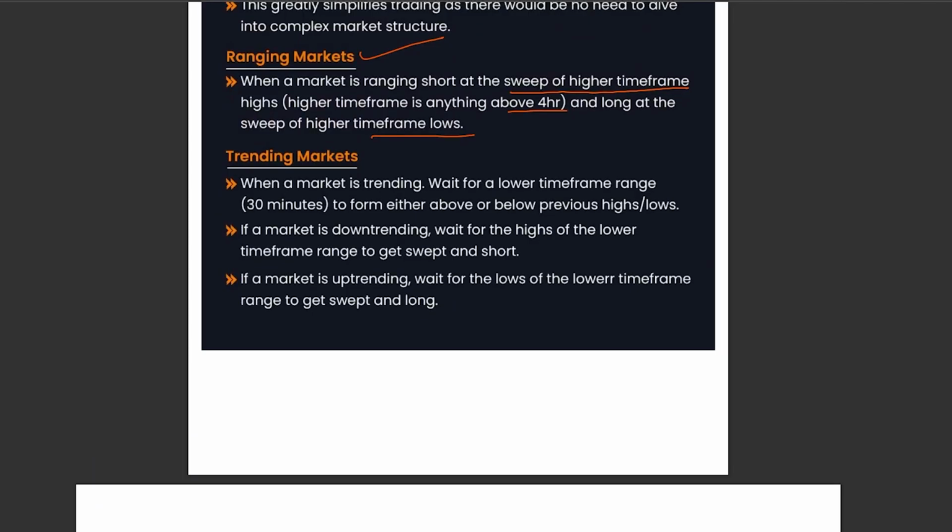Now let's look at how we would trade a trending market. To trade a trending market, we must wait for a lower time frame range such as the 30-minute range to form either above, listen to this carefully, either above the swing highs or below the swing lows. If a market is downtrending, wait for the highs of the lower time frame to get swept and get short. If the market is uptrending, wait for the lows of the lower time frame range to get swept and then long. So let's look at an example of a trending market.